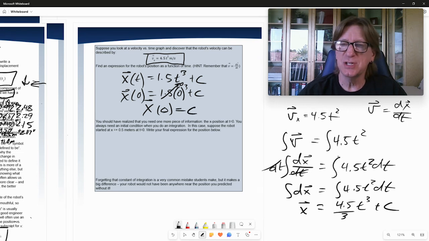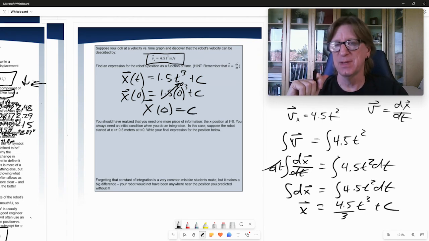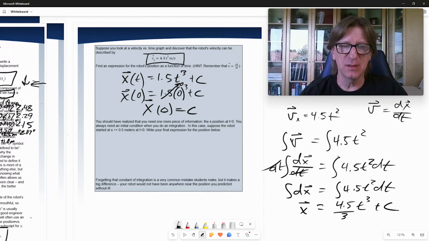And so c then is equal to my position at time 0. In other words, it's the initial position of the robot. If the robot starts at 0, well, of course, that's 0. But let's take a look at the next part. It says, suppose our robot actually started at 0.5 meters. So that tells me that if this is my initial condition, positive 0.5 equals c.